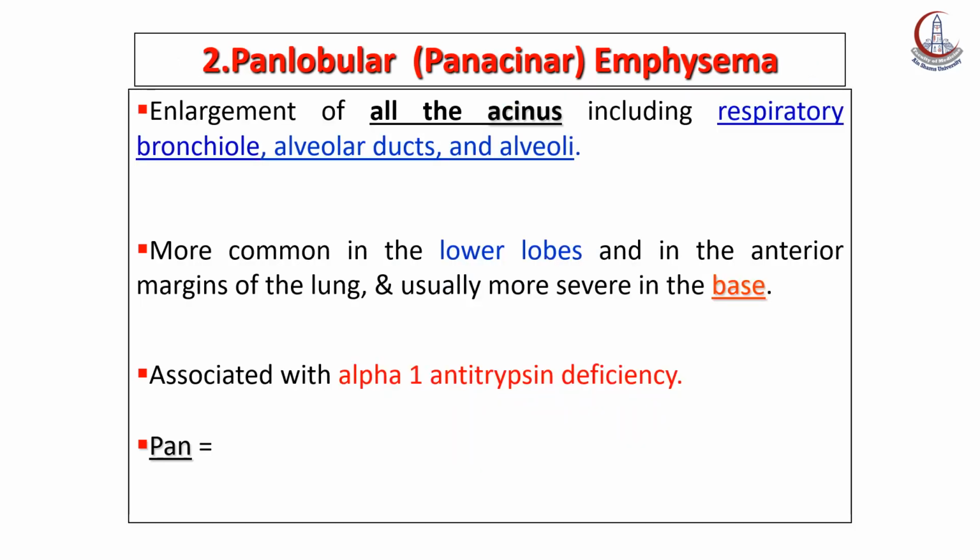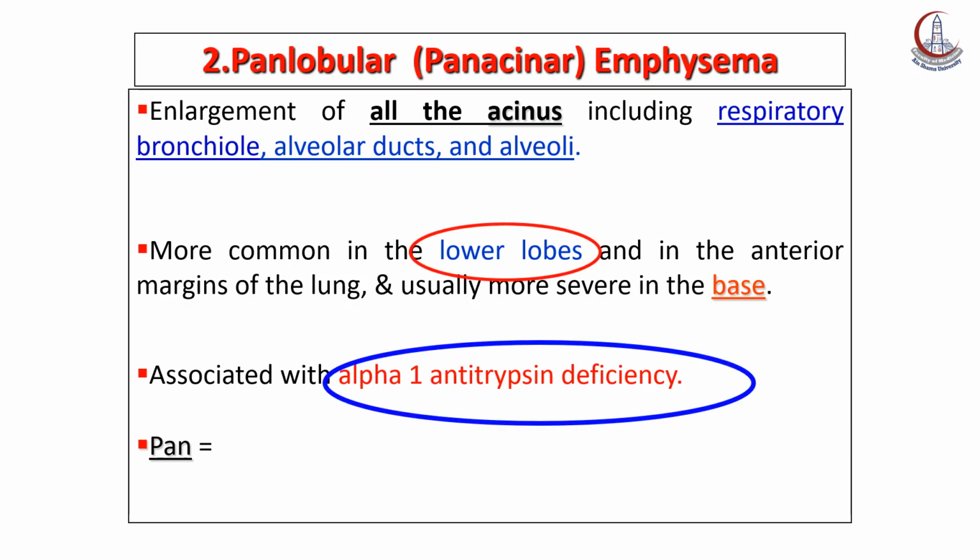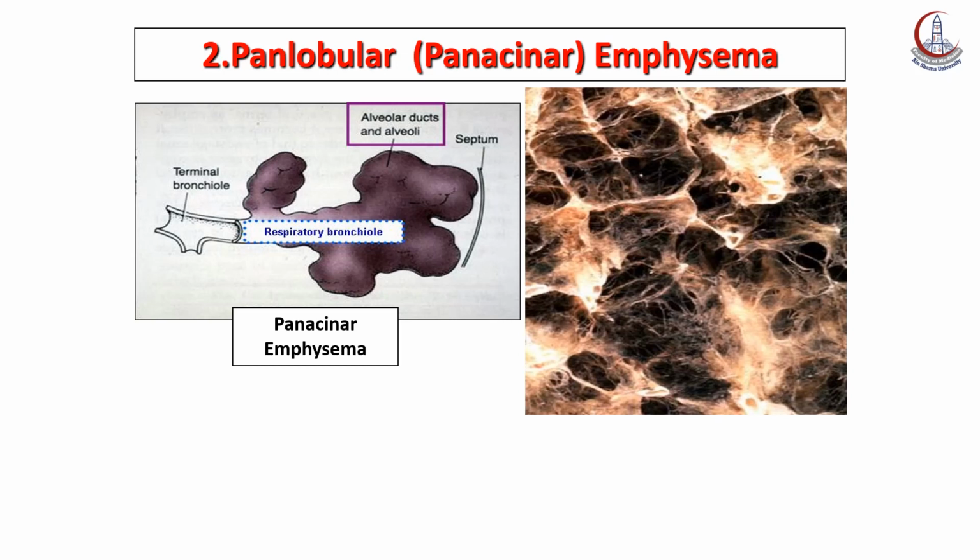In panacinar emphysema, there is enlargement of the whole acinus, including respiratory bronchiole, alveolar duct, and alveoli. It is more common in the lower lobe, especially in the anterior margin of the lung, and usually severe at the base of the lung, associated with alpha-1 antitrypsin deficiency. Pan means involvement of the entire acinus, not the entire lung. In this panlobular or panacinar diagram, the respiratory bronchiole, alveolar duct, and alveoli are all affected. Here are the dilated air spaces, much more severe and more dilated than in centriacinar emphysema.